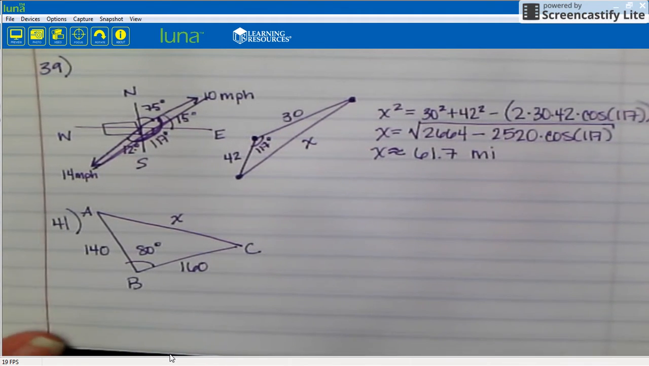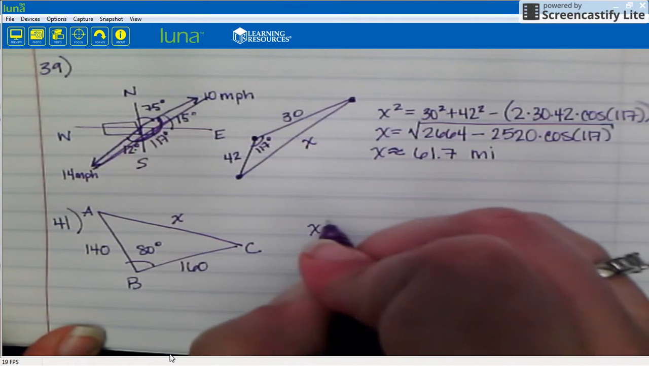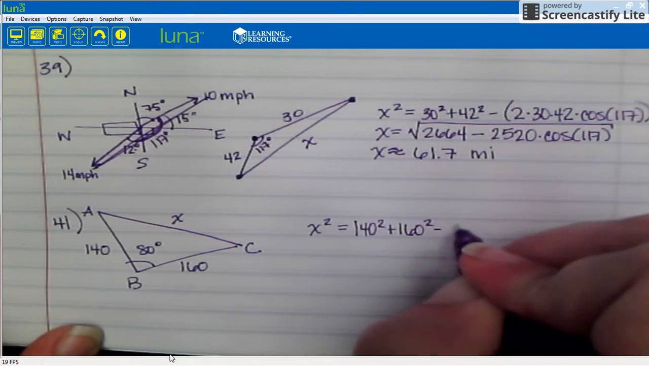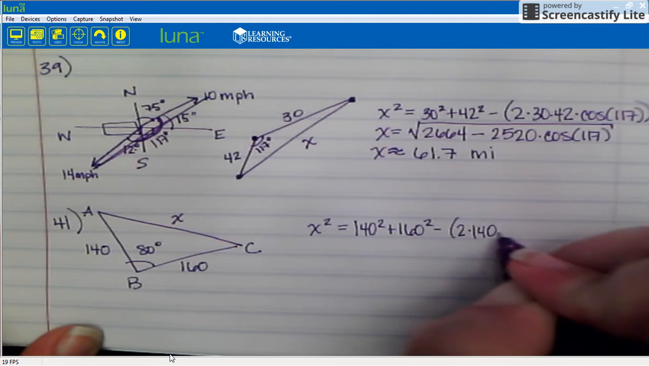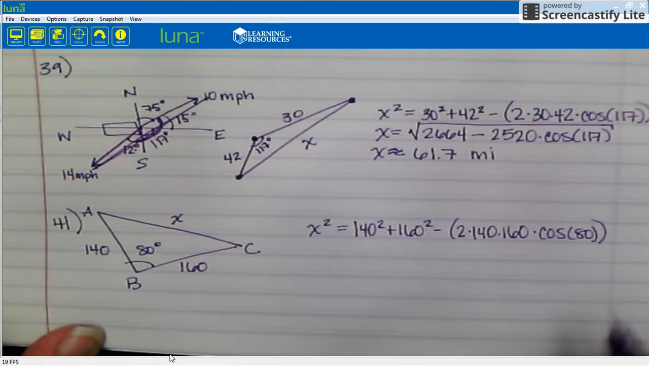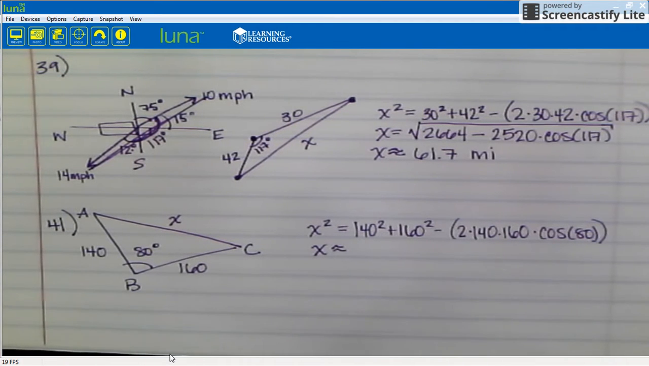Okay, finishing up the problem where we left off in 41. So we have x squared is equal to 140 squared plus 160 squared minus 2 times 140 times 160 times the cosine of 80. And I know I'm going to be taking the square root of all of that to solve for x. So x is approximately equal to the square root of 140 squared plus 160 squared minus 2 times 140 times 160 times the cosine of 80.